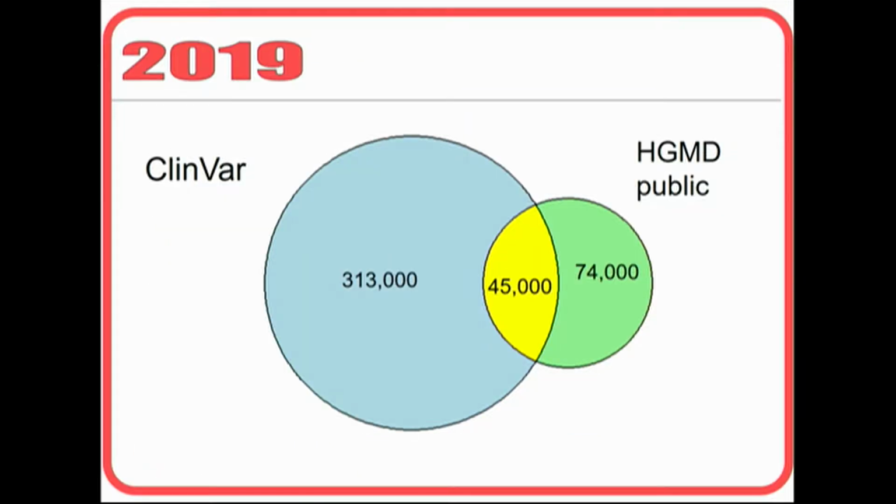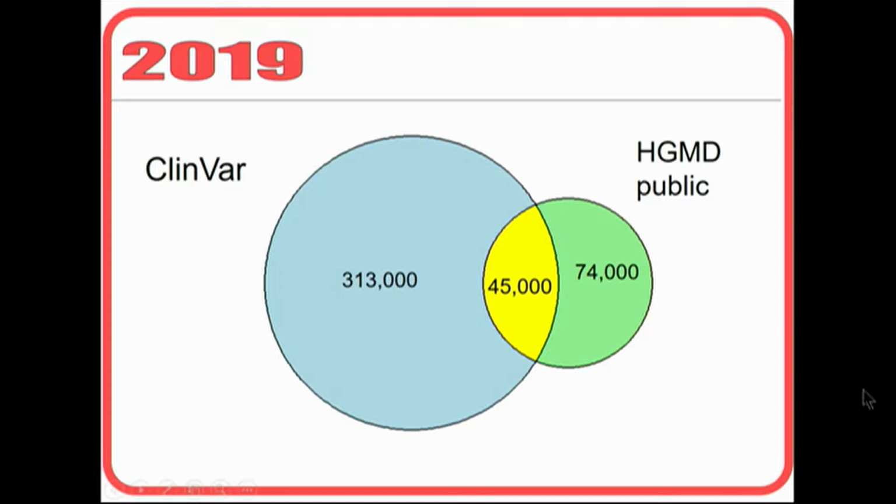Going back one, this is what the overlap between the two biggest ones looks like now. ClinVar now has twice as many as everybody combined had back then. ClinVar is growing as people put more stuff into it. HGMD is growing more slowly because it curates the literature and gets them out of the literature.